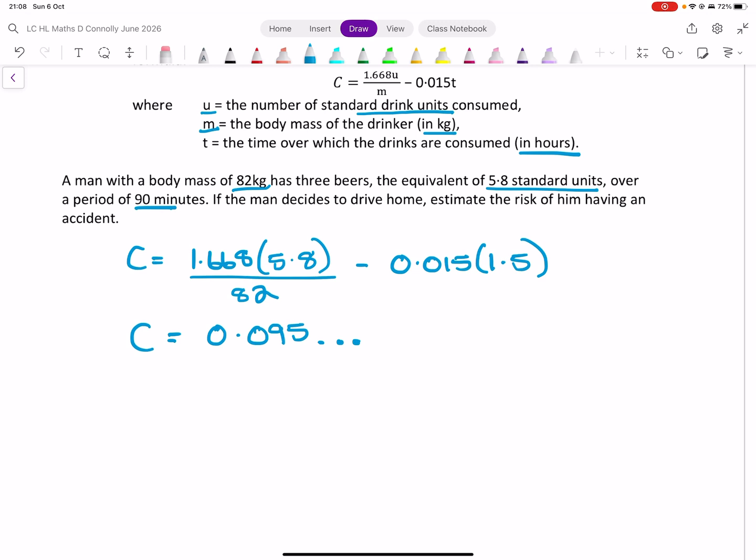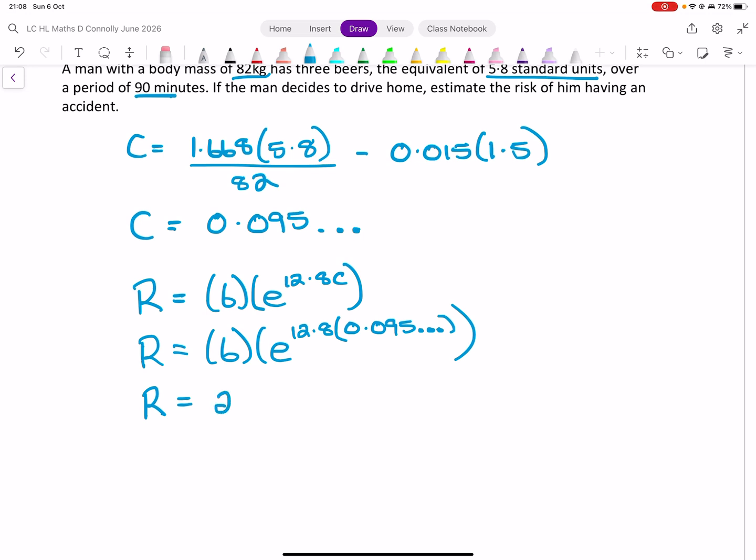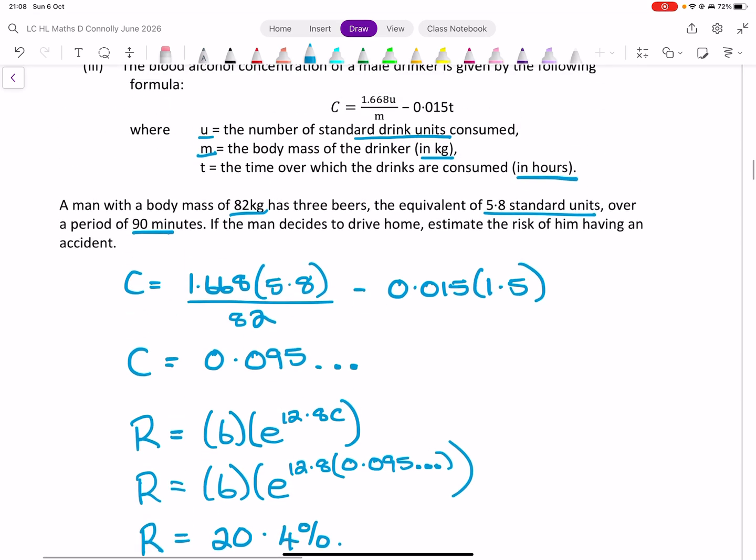So then we need to go back to the other one to find the risk. So it was 6 times e to the 12.8c. So that's 6 times e to the 12.8 times this number up above, which again, I have the full number in my calculator. So I'm going to multiply that by 12.8, take e to the power of that number, and then multiply by 6. Ooh. So he has a 20.4% risk of having an accident.